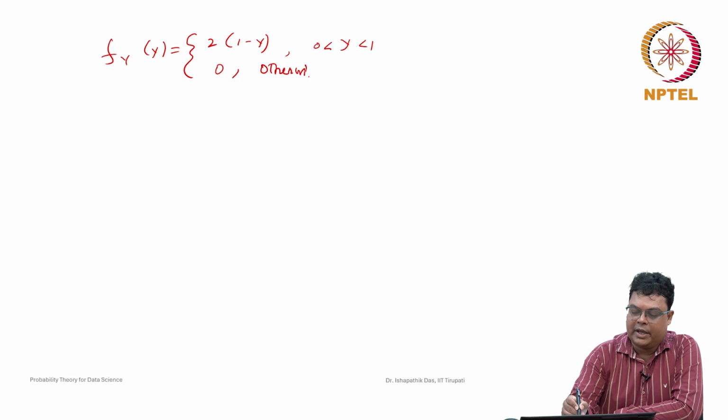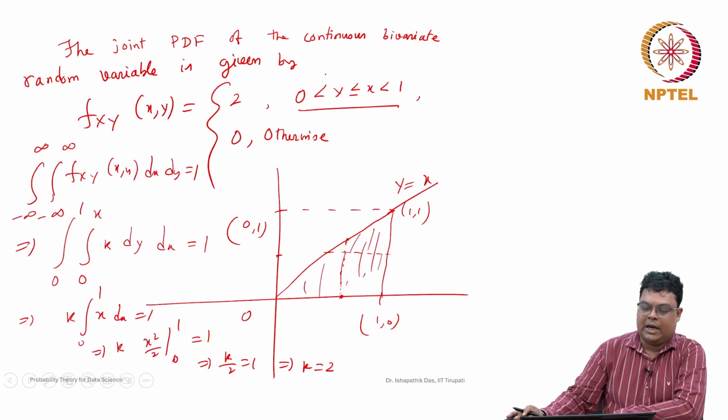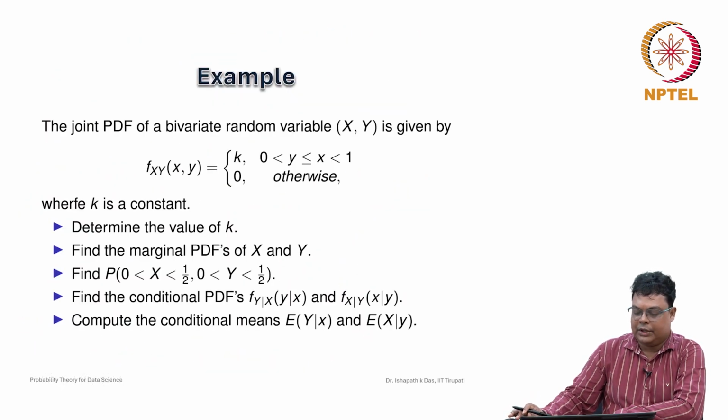So we already computed those things, and then the next question: how to find the probability that 0 is less than x less than half, and 0 is less than y less than half.